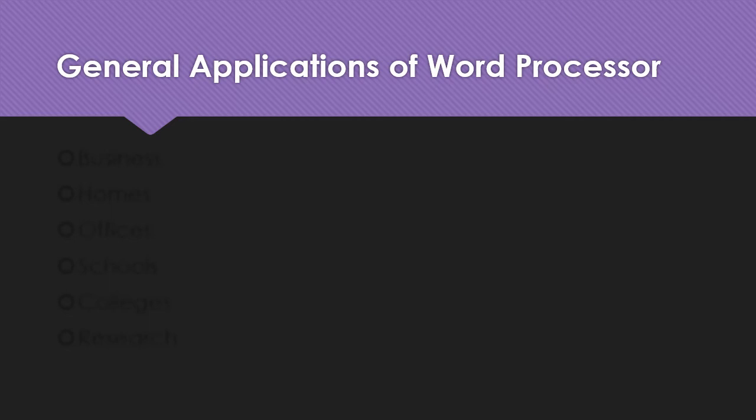General applications of the word processor. It is used for business purposes. Business purpose means, suppose you want to create some legal documents, or you want to write letters to someone else, or you want to make some documents for your company or your business, you can.